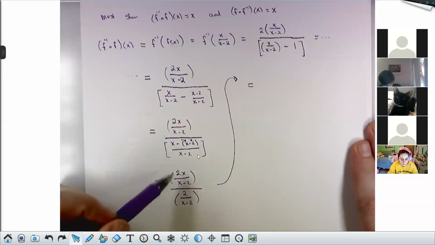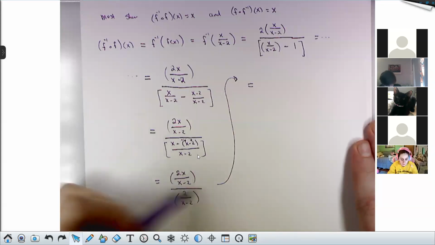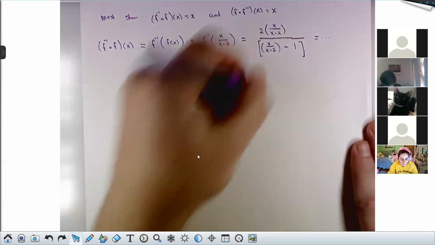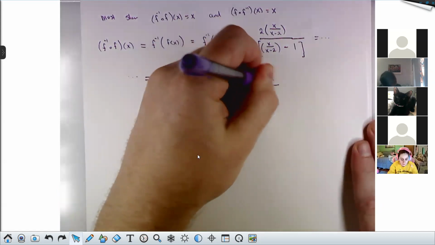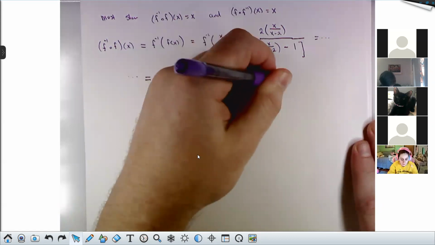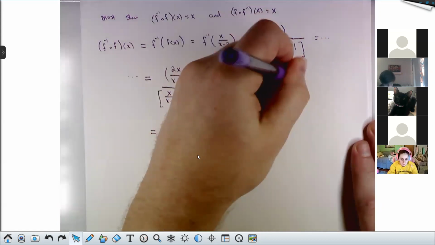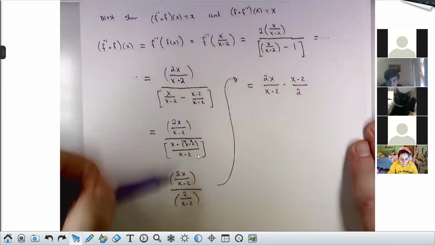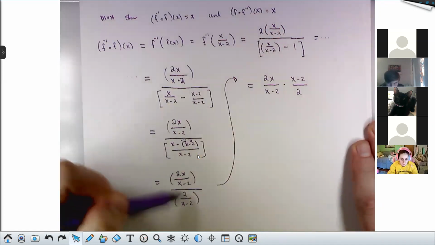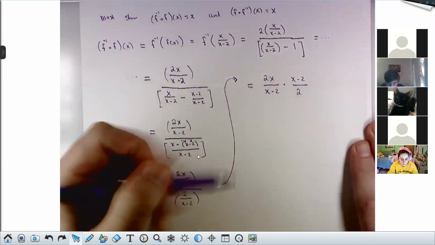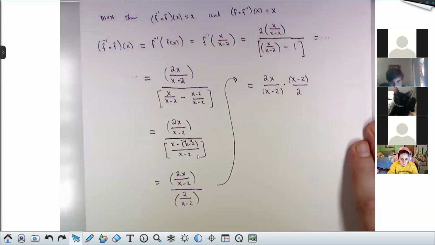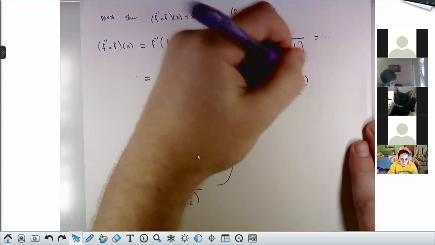I finally have one nice fraction divided by another nice fraction, so I can do the flip and multiply thing. This is 2x over x minus 2 times x minus 2 over 2. We leave the top alone, and we multiply by the reciprocal of the bottom. And again, everything is in parentheses, right? Tops and bottoms of all fractions in parentheses. The x minus 2 factors here cancel.